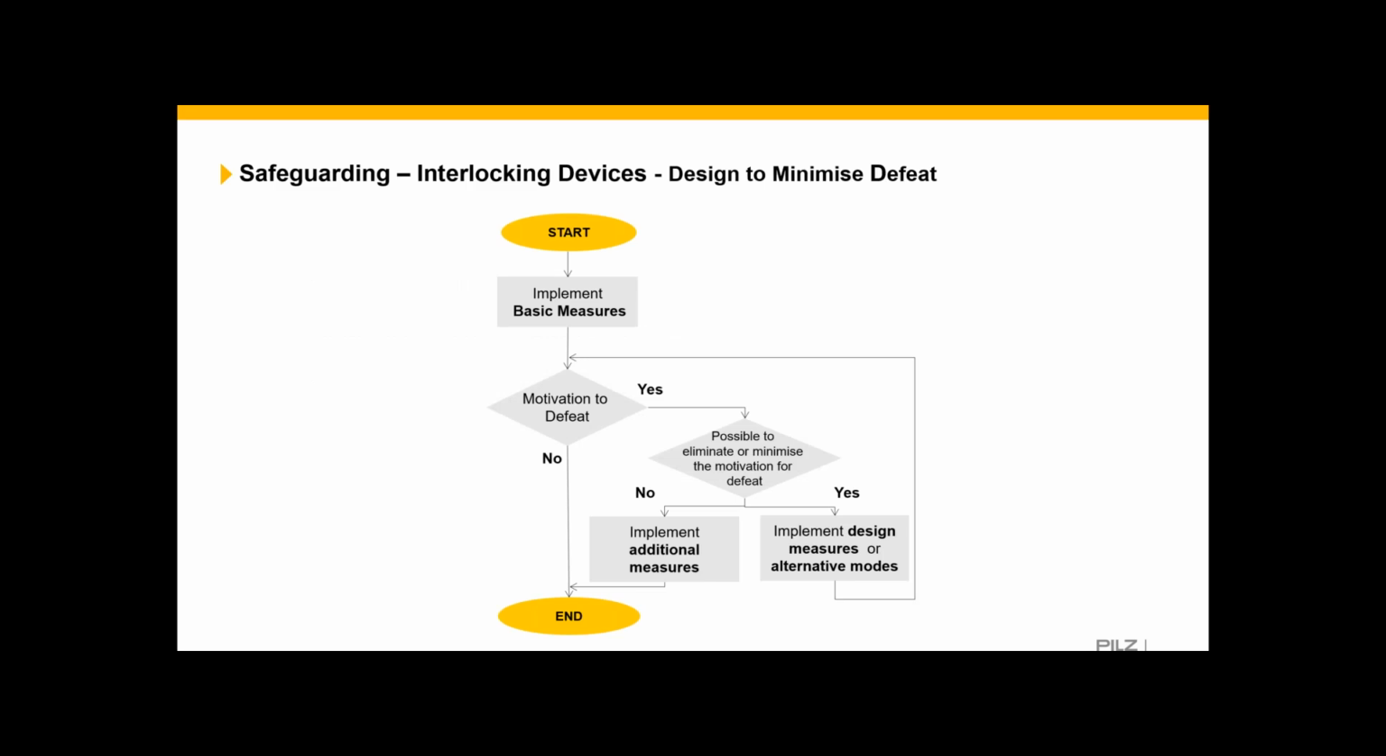And again, this kind of chart is taken out of 14119. So we look at implementing basic measures. Is there then a motivation to defeat? If not, we can end. If there is, then we need to look at is it possible to eliminate or minimize that? If it isn't, we'd implement additional measures. If it is, then we'd implement design measures or alternative modes, and we'll go through those now.